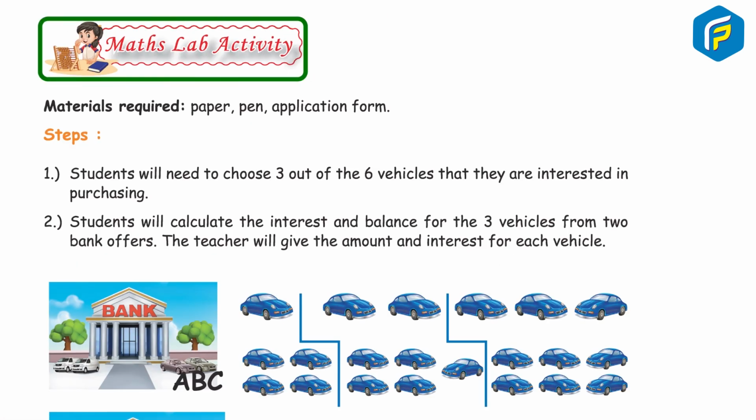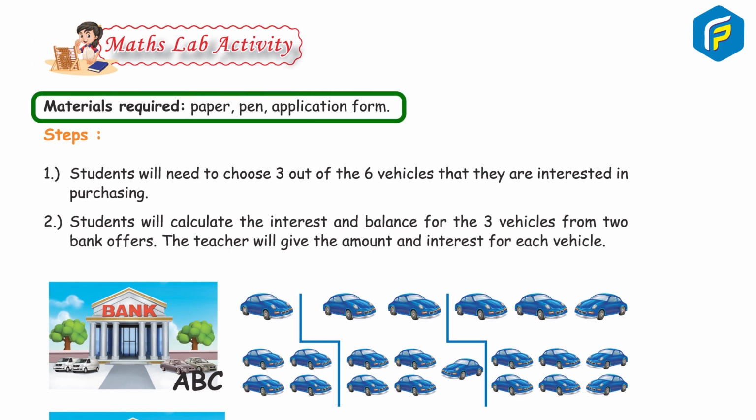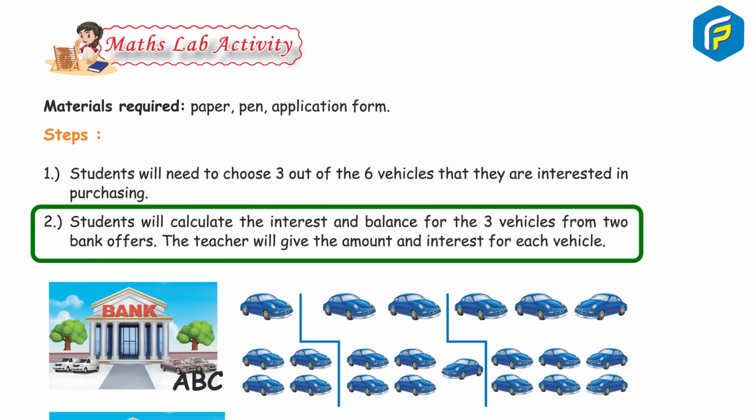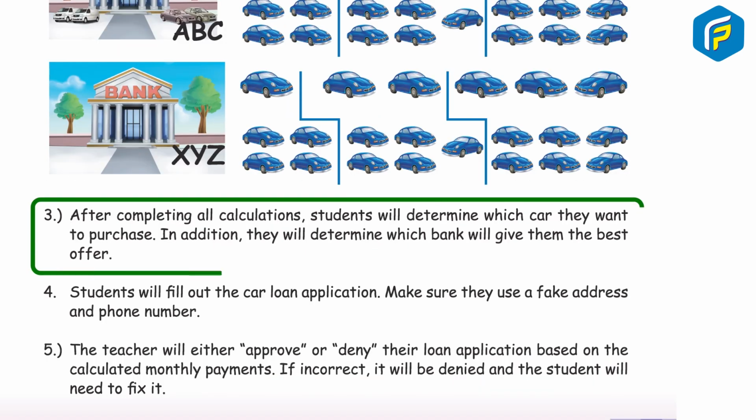Maths lab activity. Materials required: paper, pen, application form. Steps: 1. Students will need to choose 3 out of the 6 vehicles that they are interested in purchasing. 2. Students will calculate the interest and balance for the 3 vehicles from 2 bank offers. The teacher will give the amount and interest for each vehicle. 3. After completing all calculations, students will determine which car they want to purchase. In addition, they will determine which bank will give them the best offer.